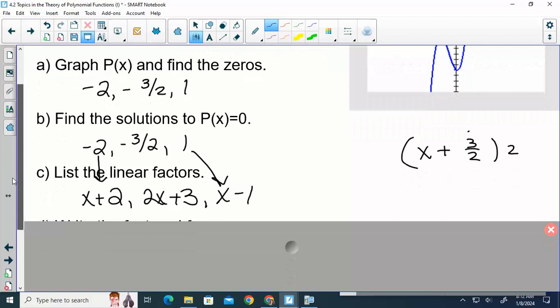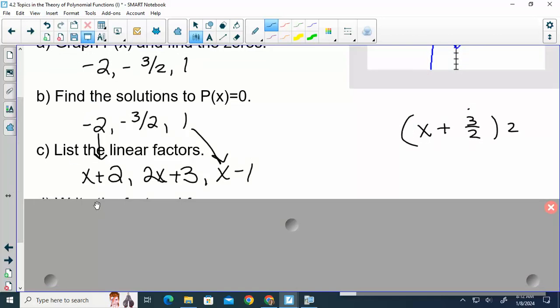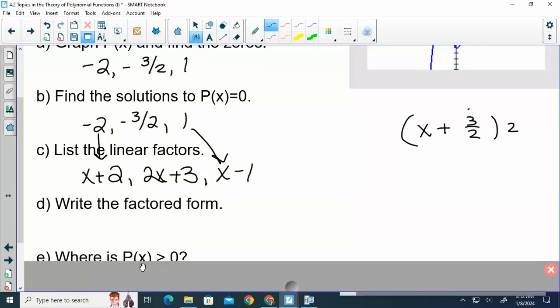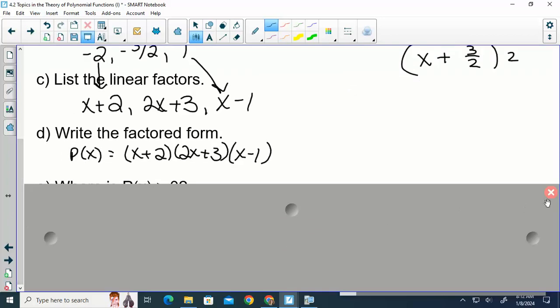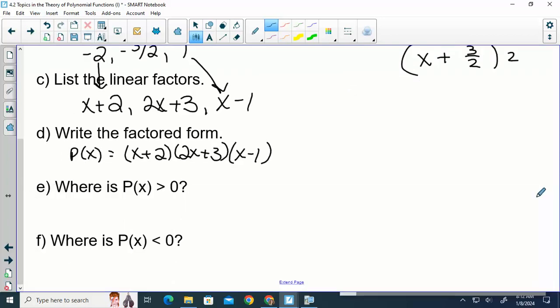All right, so everyone understands the difference between the factors and the zeros? So if I want the factored form, that's just when you multiply those things together. So it's just x plus 2 times 2x plus 3 times x minus 1. We just used the graph to factor that polynomial, kind of like we did on one of our assignments last week. We had a couple questions.